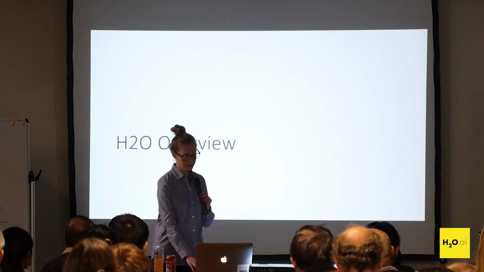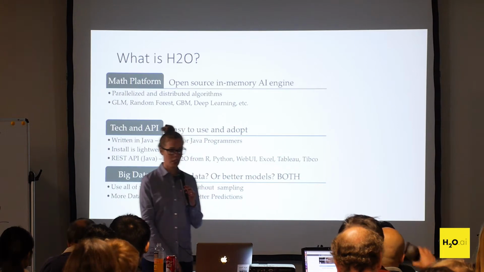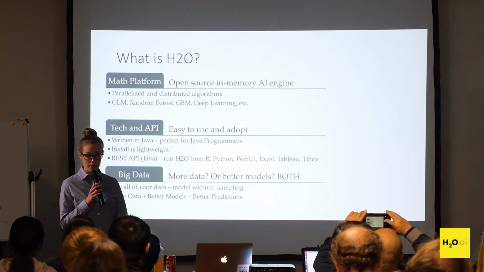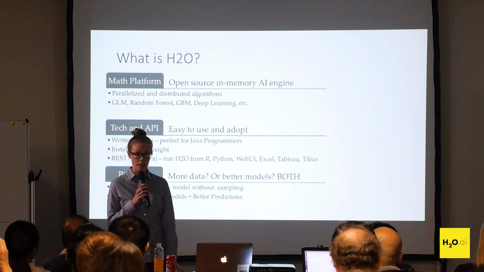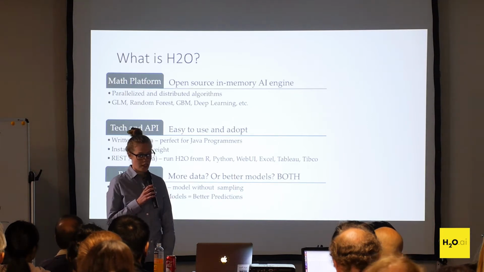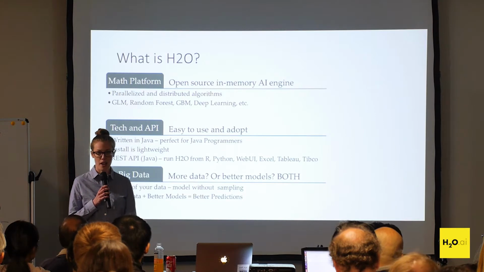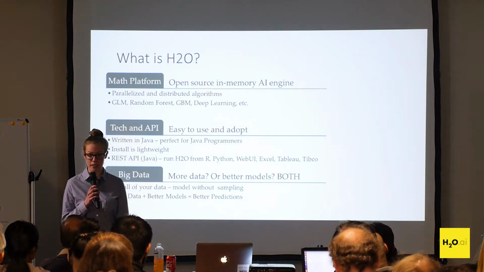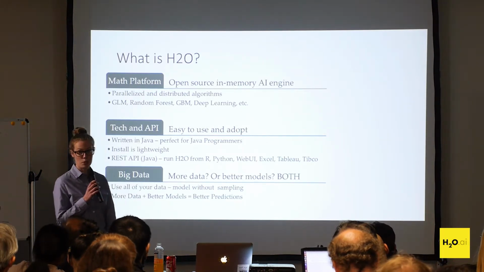Okay. So I'm going to start off with an H2O overview. H2O is an open source in-memory machine learning platform. It's parallelized and distributed algorithms, so all of the algorithms on the platform are distributed, written in distributed Java. We have different algorithms like random forest, GBM, GLM. We have some unsupervised learning algorithms like generalized low-rank modeling, autoencoders, k-means, and Word2Vec, which we'll focus on today.